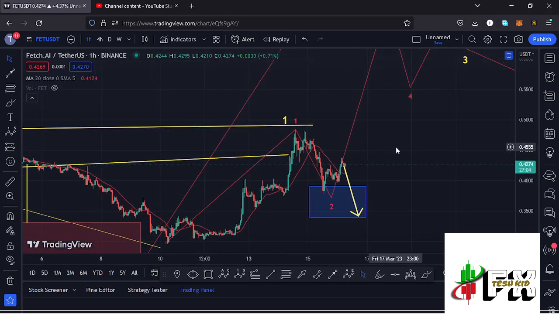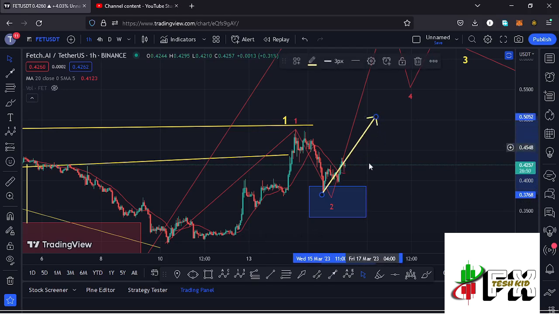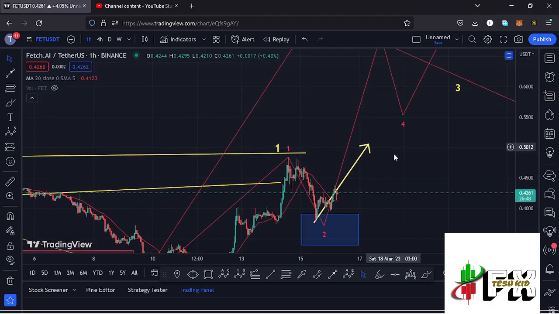But for now, we need to have in mind that there are chances that we might have bottomed out in the formation of this wave 2, since we managed to get into the minimum retracement area between the fib level 0.5 and the fib level 0.618, and there are chances that whatever we are seeing at the moment is the start of this wave 3 to the upper side.